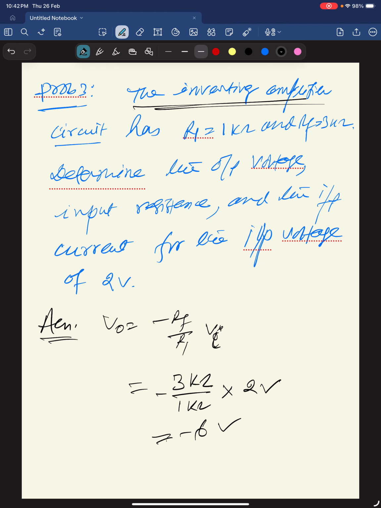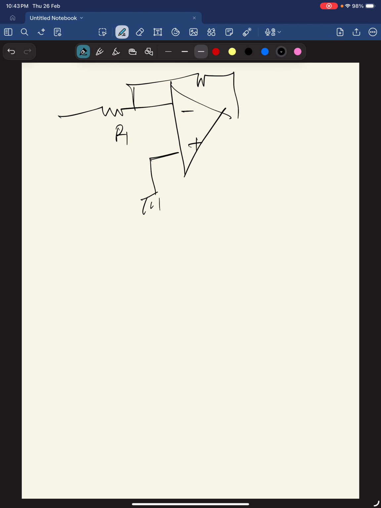Now input current. What is input current? Now we can draw the inverting amplifier. Minus, this is plus, this is grounded. Here one resistance R1, here one resistance RF. That is V0, this is RF, this is R1. Here the input voltage Vi. So this point is ground, this is also ground. So current is flowing like this, current is flowing like this.